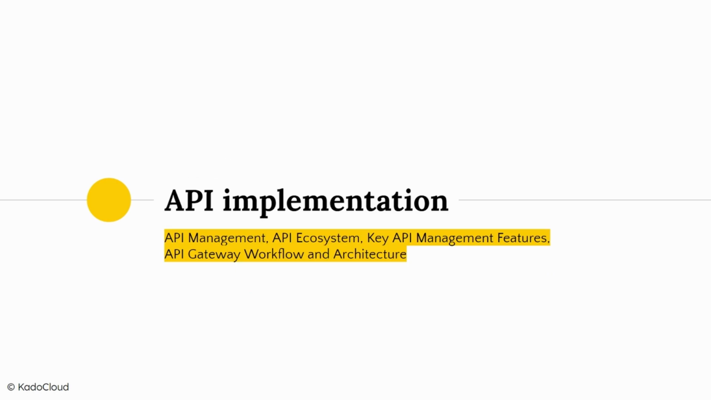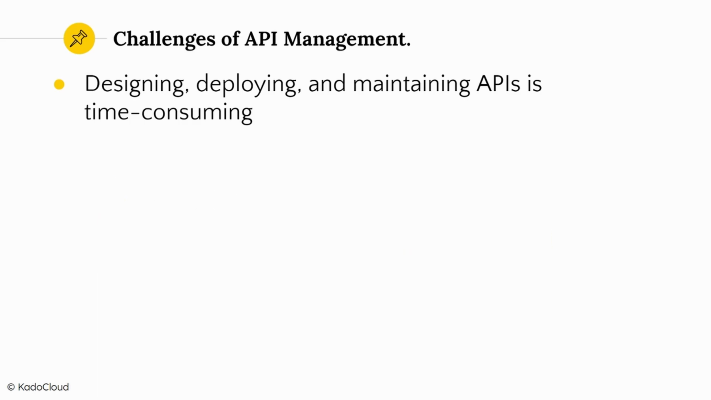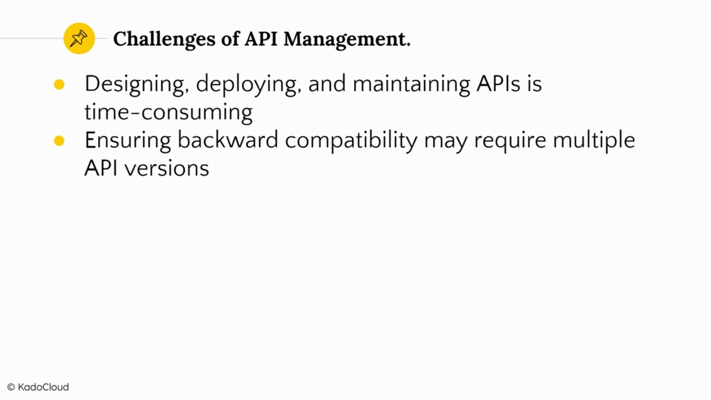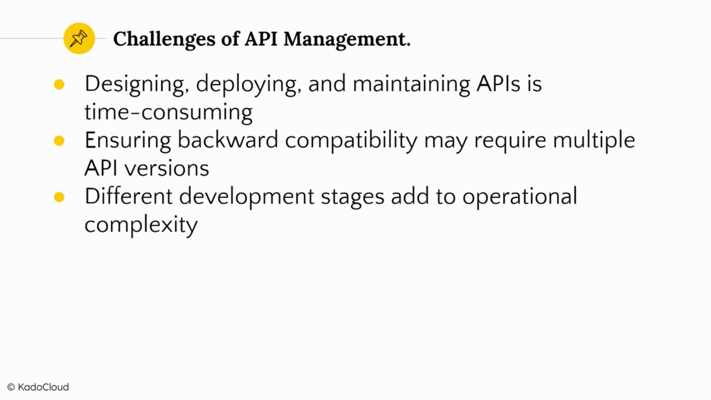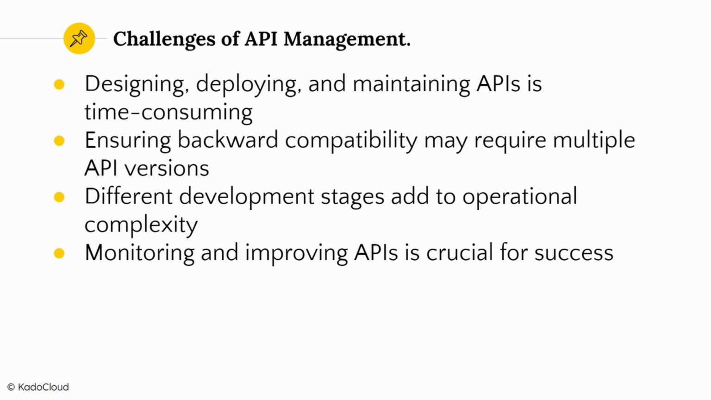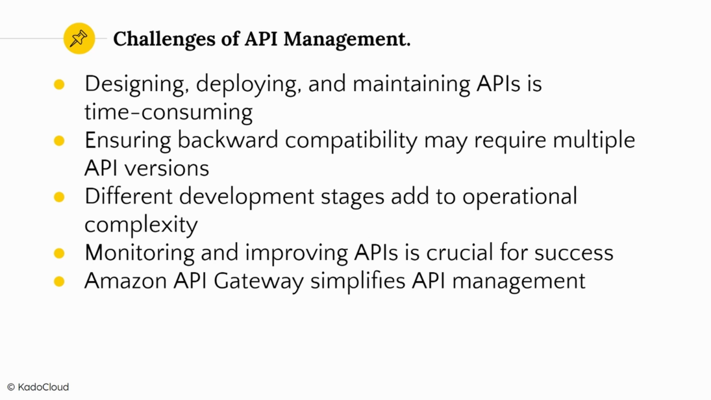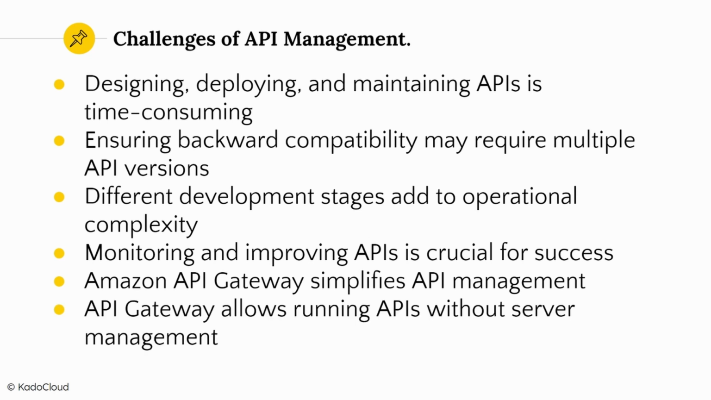Let's first talk about API implementation. Designing, deploying, monitoring, continuously improving, and maintaining an API can be a demanding task that consumes a considerable amount of time. Furthermore, ensuring backward compatibility for all clients may require the operation of different API versions. This operational complexity is further compounded by the different stages of the development cycle, such as development, testing, and production. Because of this, monitoring and improving APIs is crucial for success. Amazon API Gateway is a simple solution for this purpose because it allows running APIs without server management.